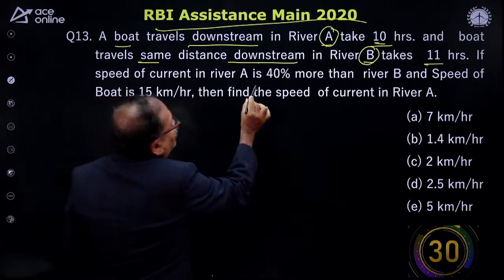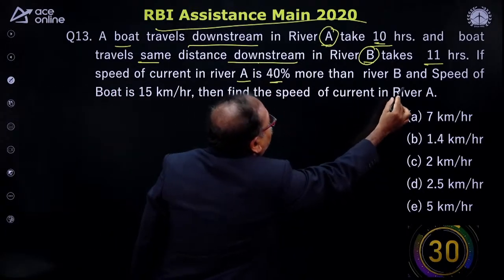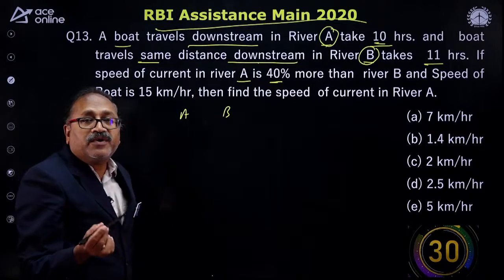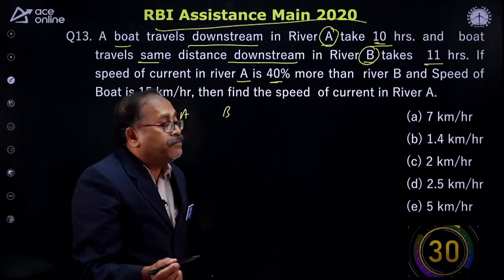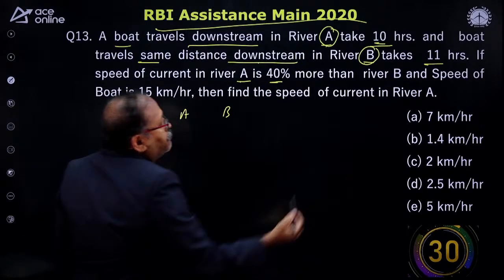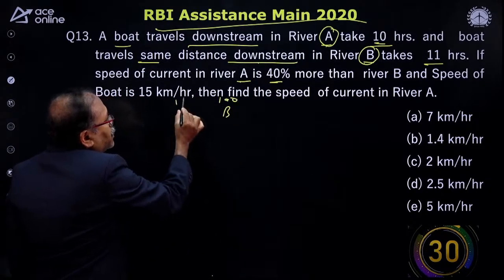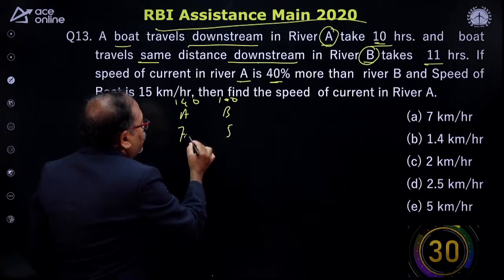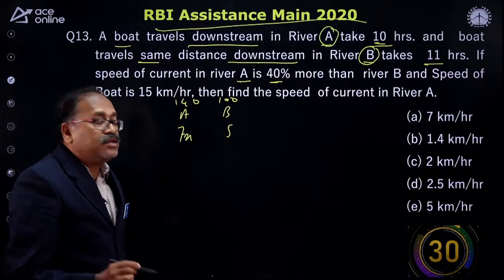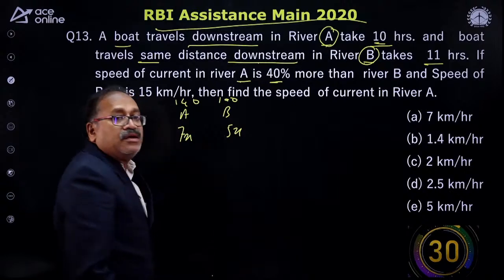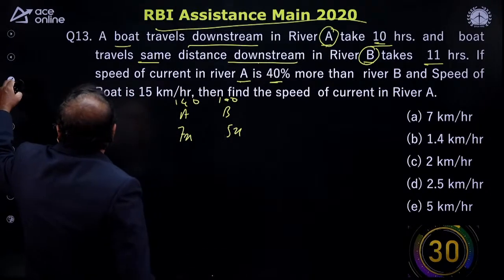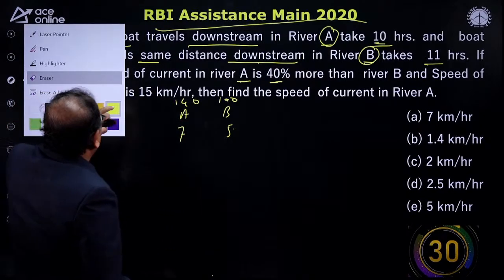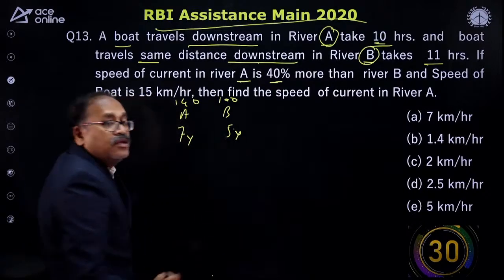So if the speed of the current in river A is 40% more than that of river B. Look at this one, A and B are there. By default we take the speed of the current as Y. A is 40% more than B. That means if it is 100, this is 140. The ratio is 5:7. So I can consider river A current is 7x and river B current is 5x. By default we take Y here, the current speed is Y. So let's consider that this is 7y and this is 5y.